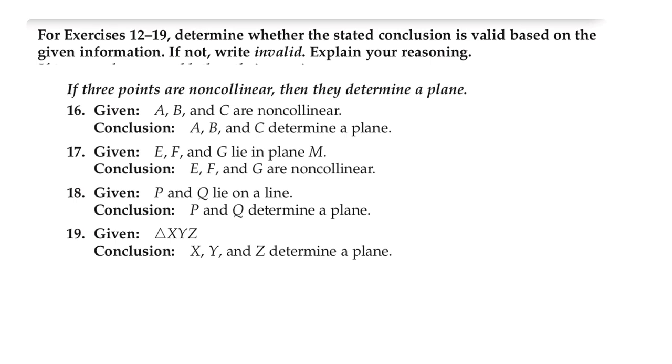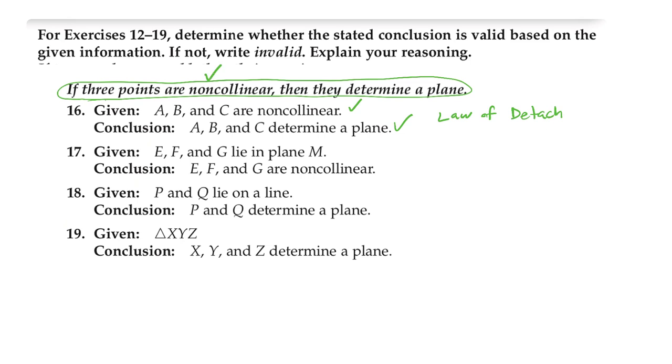Determine whether the conclusion is valid based on the information. Okay, let's do it. Let's stick with green. So it says if 3 points are non-collinear, then they determine a plane. Oh, that's factual. If we have 3 points that aren't on a line, a little triangle, that determines a plane in space. So we have 3 points that are non-collinear. Boom, they determine a plane. Yup, that's the law of detachment. We have a specific example of 3 points that satisfy this, so those 3 specific points must satisfy this. Yep, that's a true example.